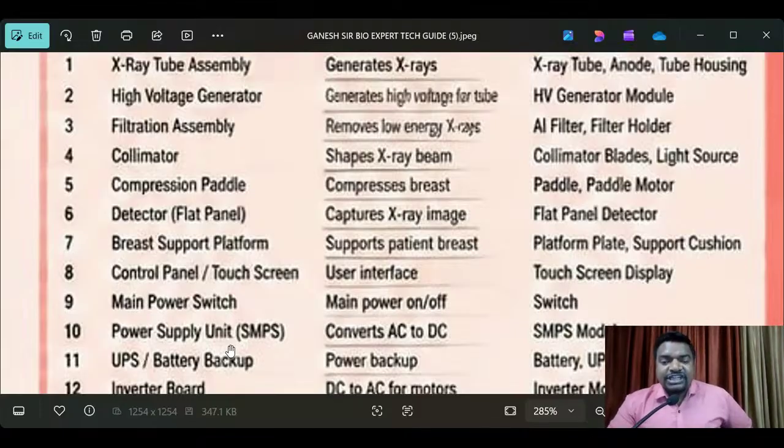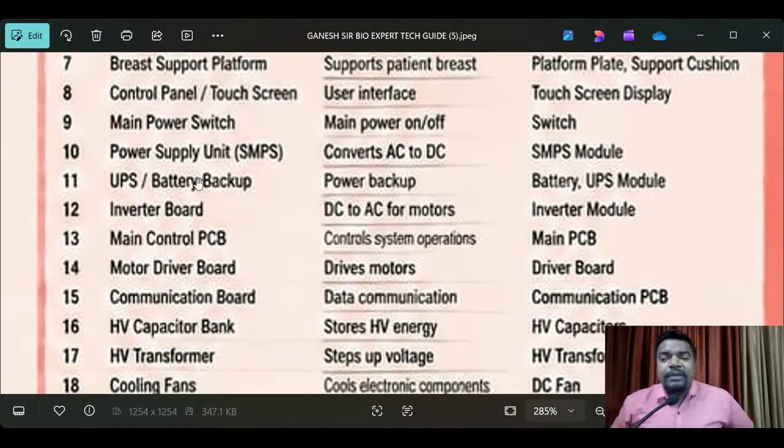It's a practice. Now come here, my dear engineers. Let me finish right now. I'm going to give only the important topics. Now UPS or battery backup in mammography. Why? Because whenever there is power fluctuation, it is a high risk equipment. Maintaining the UPS is very, very important.